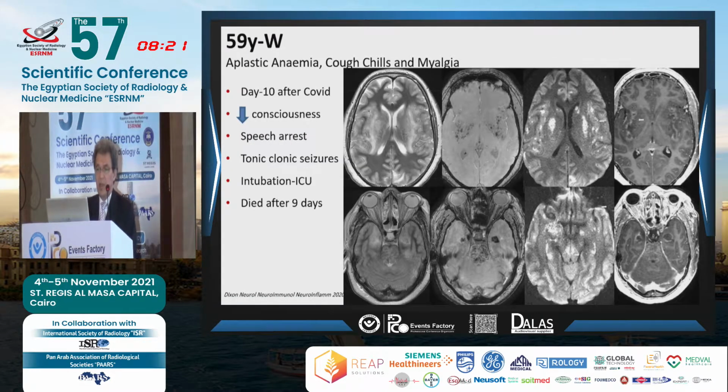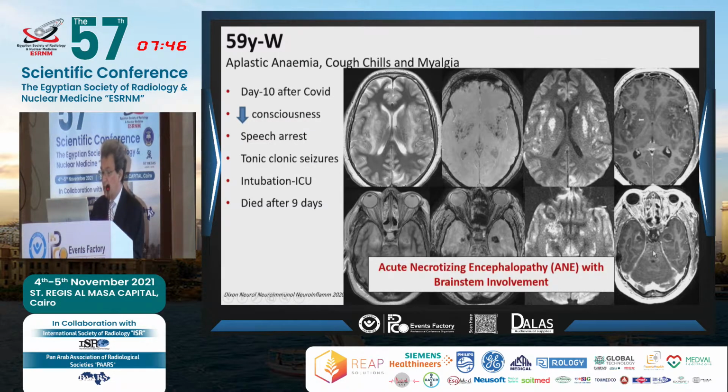Another patient, aplastic anemia, and after 10 days, consciousness went down, went into speech arrest, and sadly died after 9 days. You see here at the level of the lateral ventricles quite extensive changes in terms of T2 hyperintensity, microhemorrhages, enhancement. And if you go down to the level of the brainstem, you also have quite extensive changes in the brainstem. Look at these hemorrhagic changes. It's terrible, but also the temporal lobe, and some enhancement also in the brainstem. So this was an acute necrotizing encephalopathy with brainstem involvement.